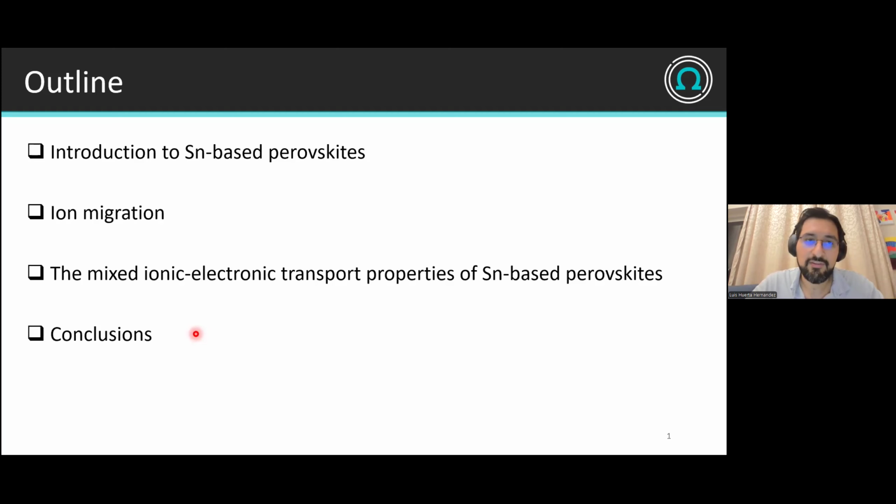And also I'm going to talk a bit more about the basics of ion migration: which ions are moving, and what's happening when these ions move in terms of device performance and stability. And then I'm going to give more details about all the measurements I actually use to quantify this ionic-electronic transport. And then finally, I'm going to provide some conclusions of my work.